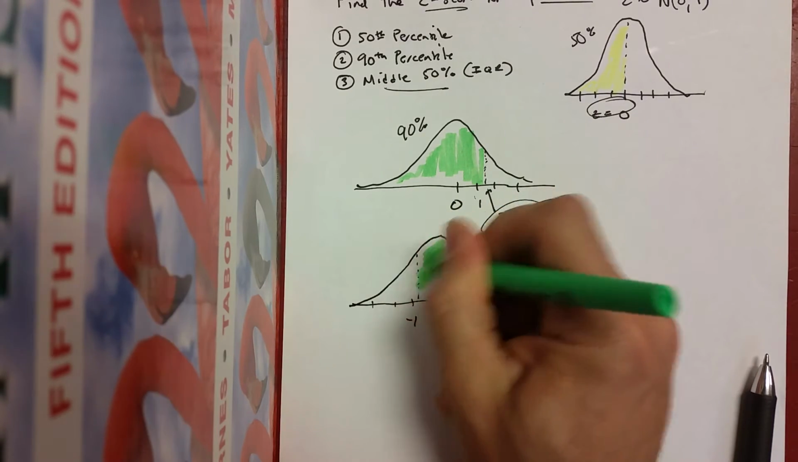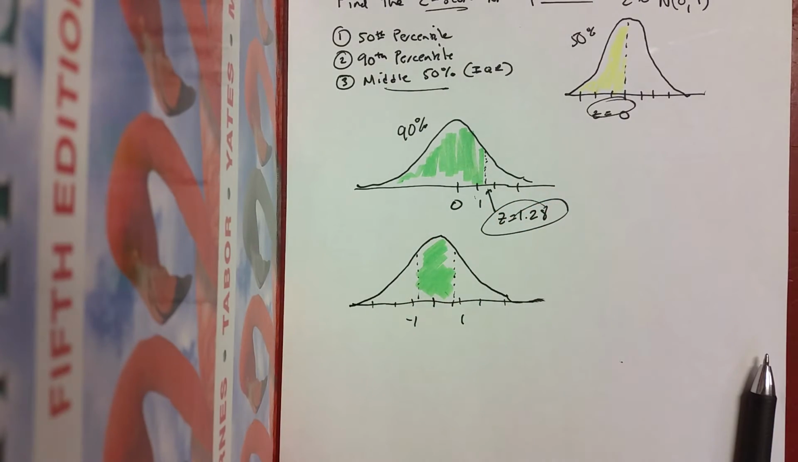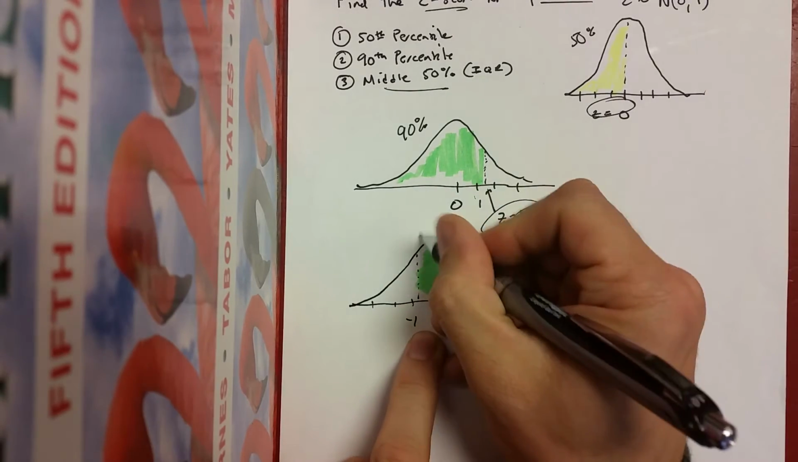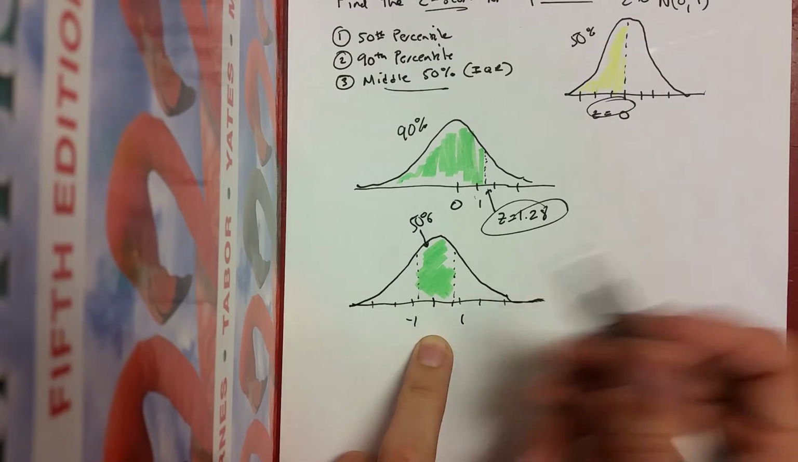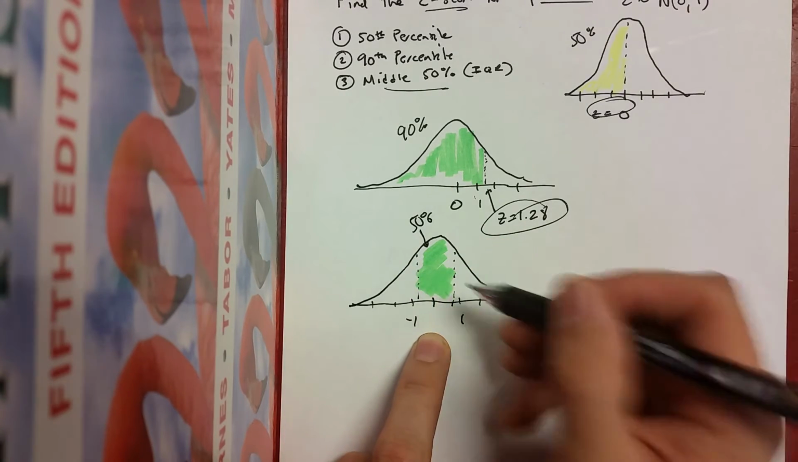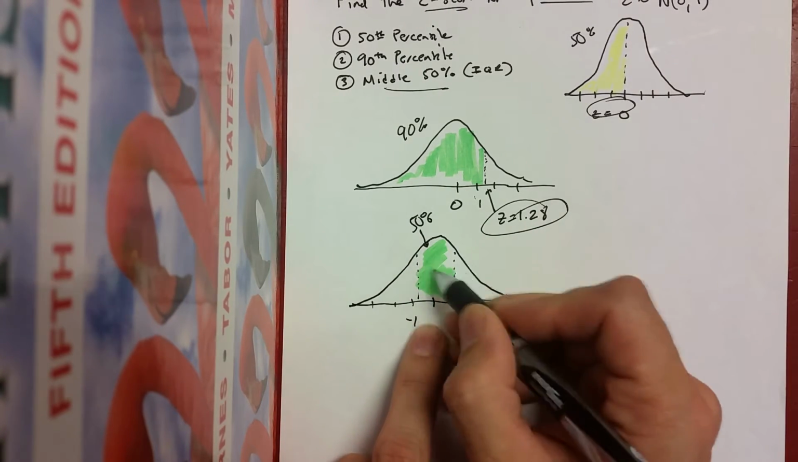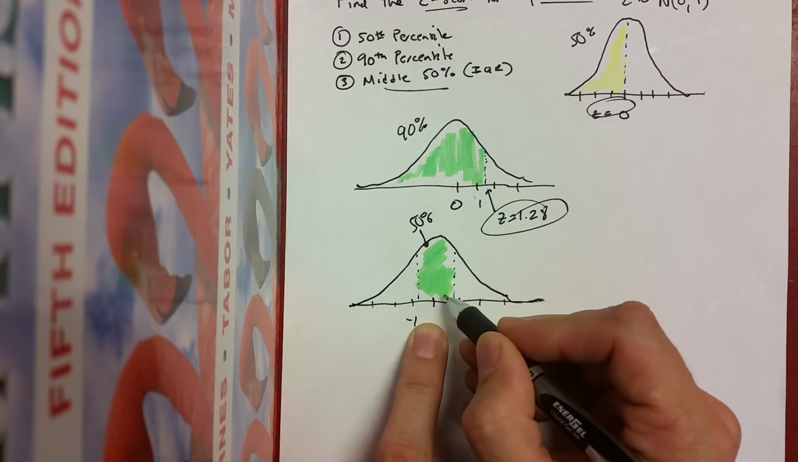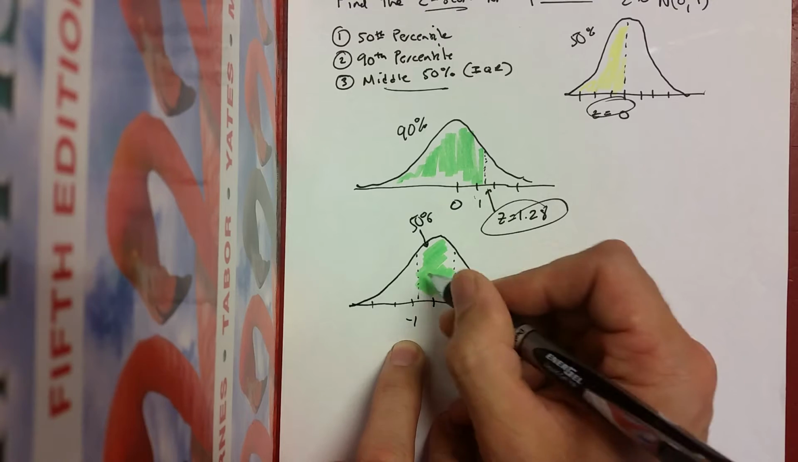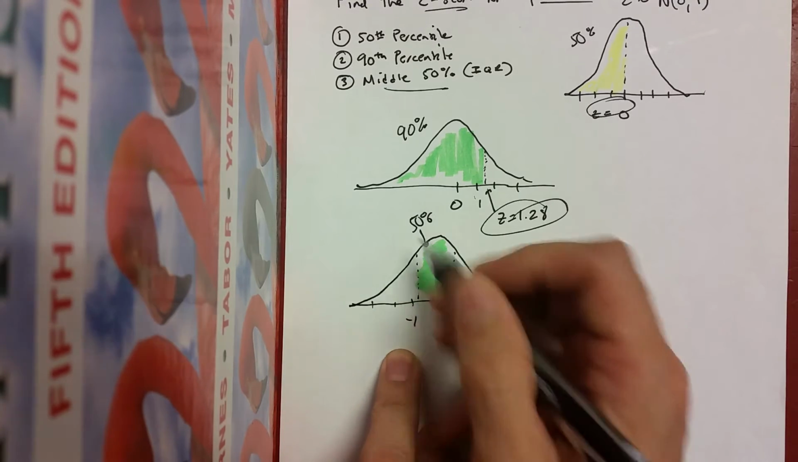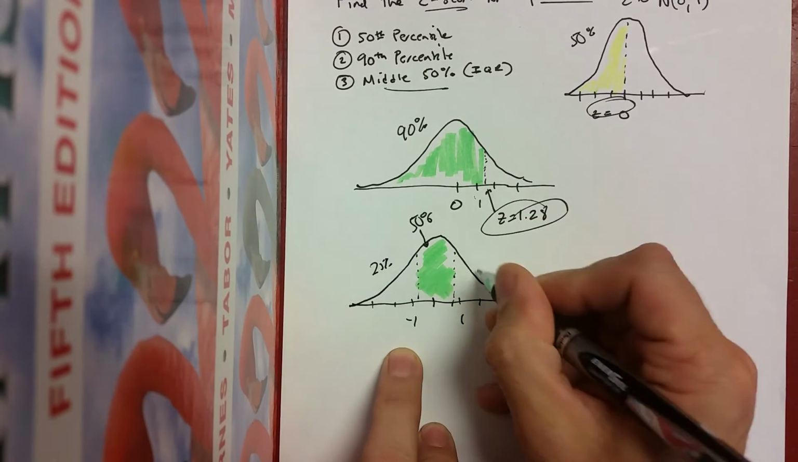This is supposed to be 50%. Now, how do I find that? Well, I can't look that up on the table. But what can I look up? If this middle part's 50%, I could use symmetry to say that these 2 outside parts have to add up to 50% themselves. So that would mean each side would have to be 25% and 25%.